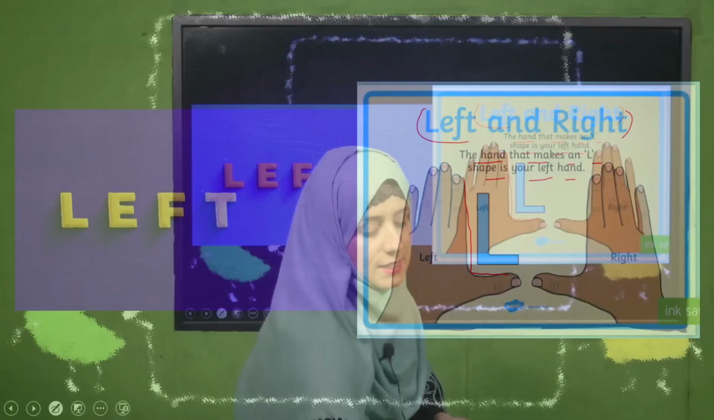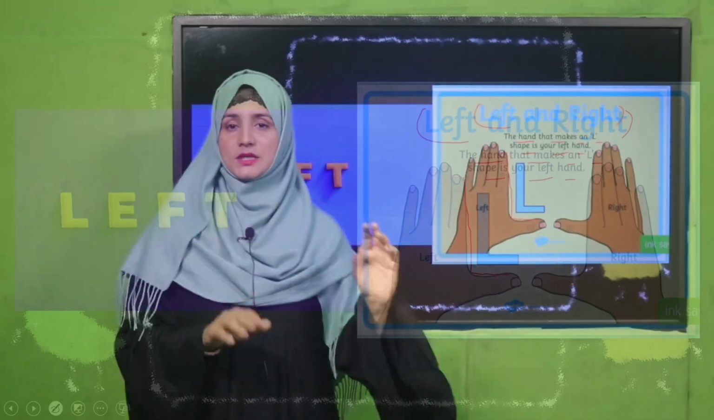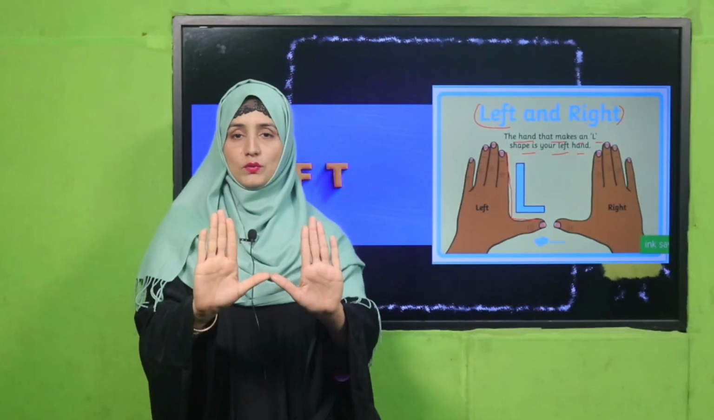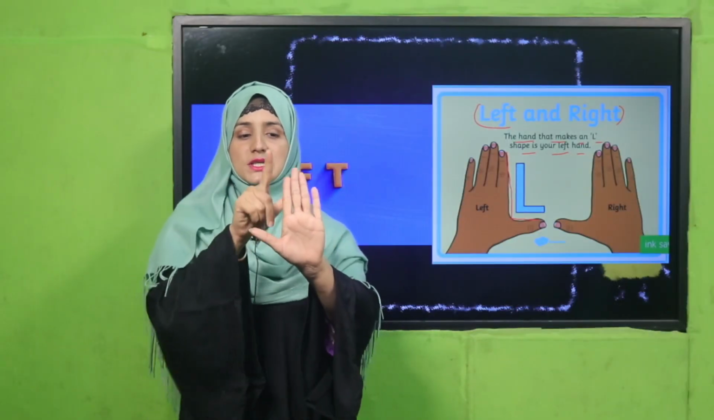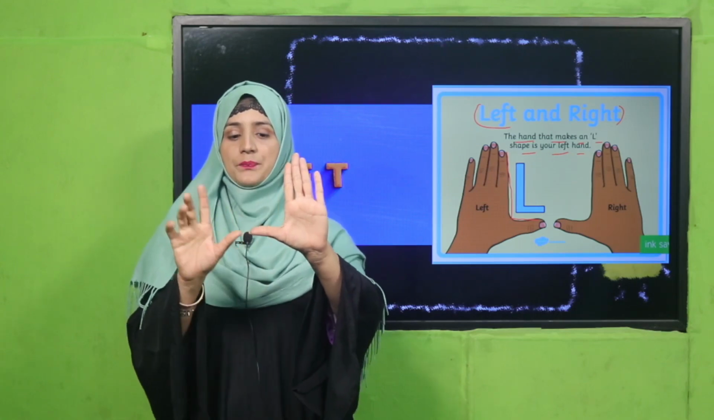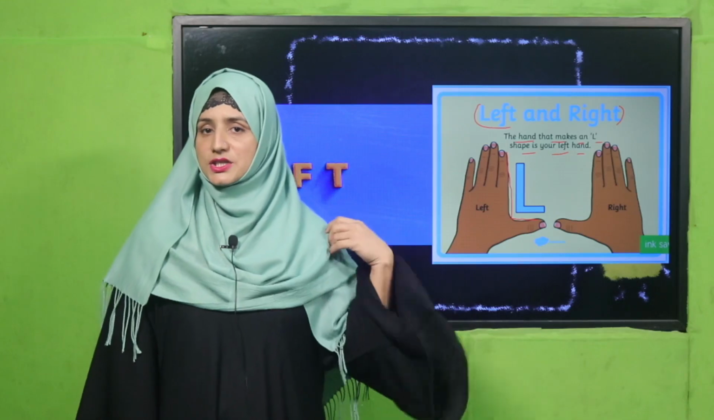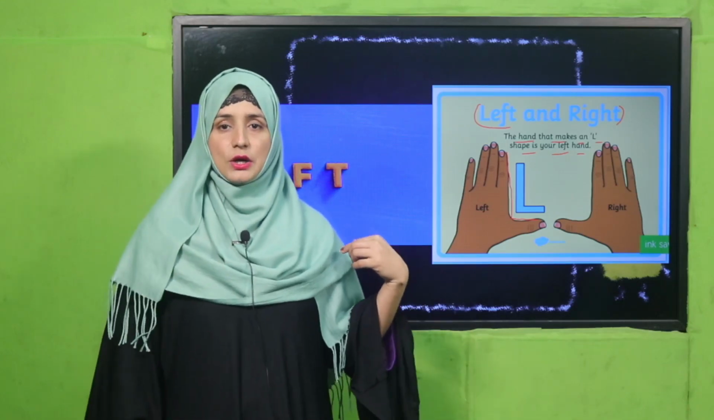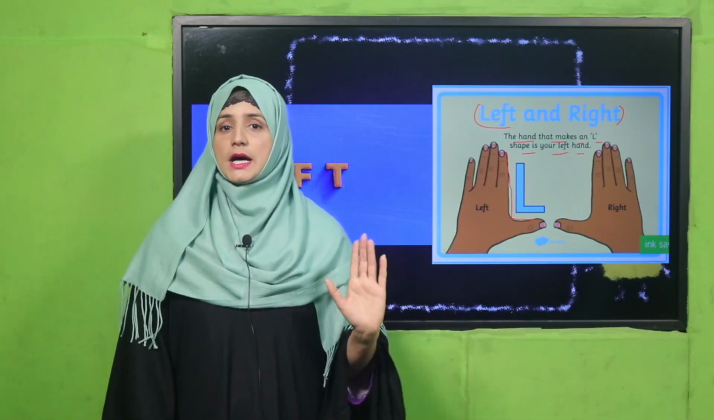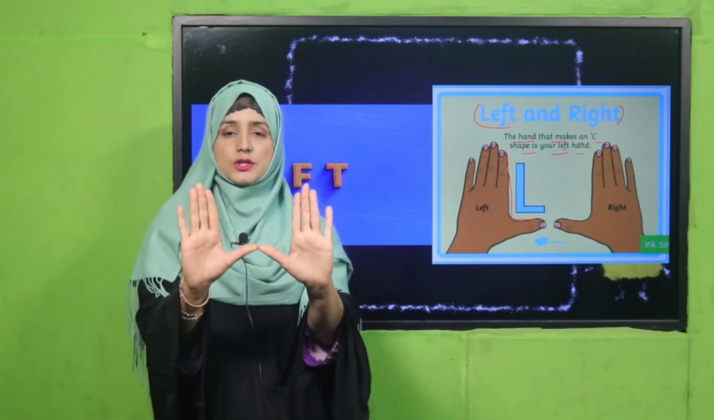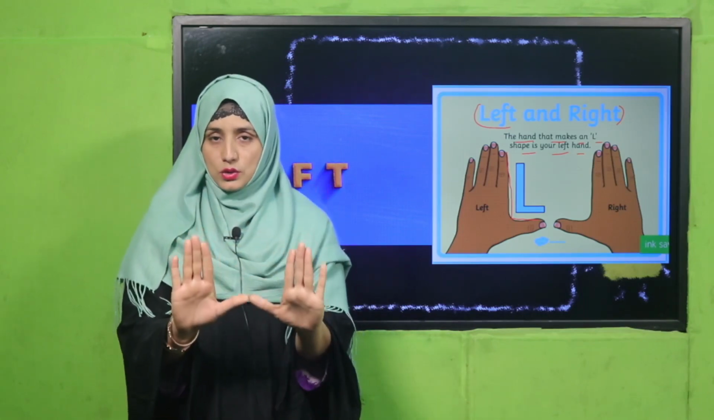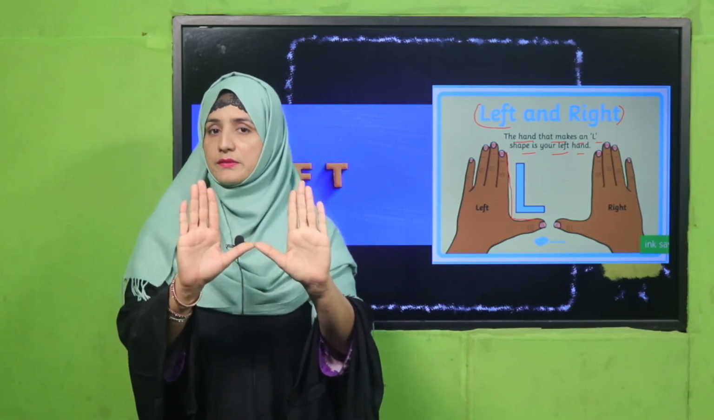So I am going to do that. So you can also judge, my dear students. See there, in this way when you keep them in front of you, this is the L shape. Okay, so this is my left side. How can we judge that this is left, this is right? How? Because when we keep our hands together in this way, what will we get?